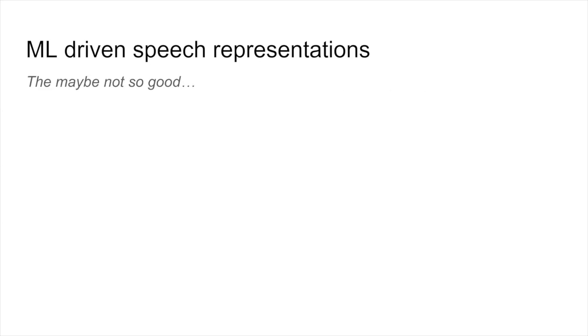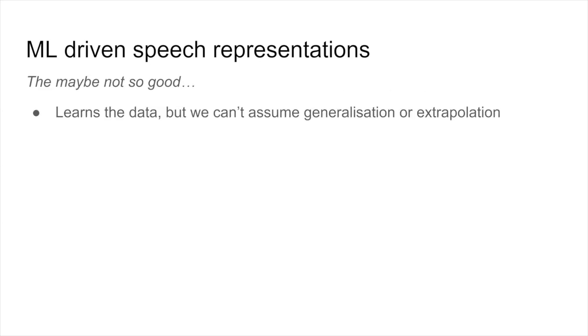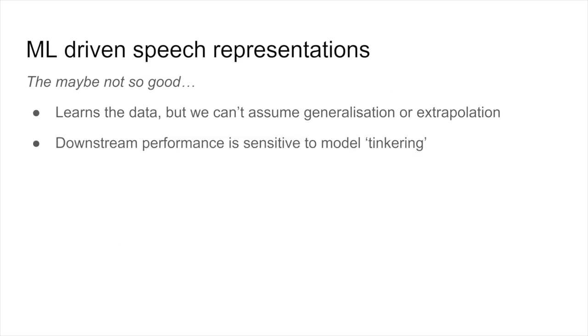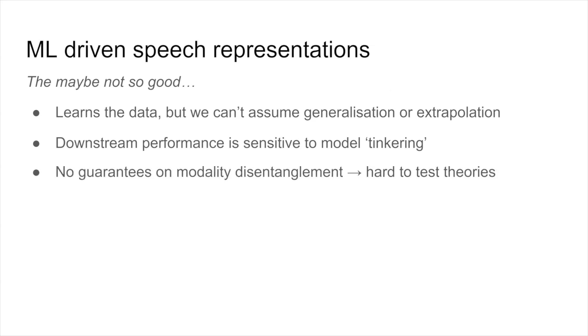There are also some not so good things. It does learn the data, but we assume that it generalizes or extrapolates. The downstream performance is sensitive to model tinkering. Very small differences in models can make differences, and you wonder what is really the state of the art. I think we have to make more generalizations over model types to be able to say something. There are no guarantees on modality disentanglement here. So if you're changing something, you're not really sure whether you're affecting other things. It's hard to test theory.